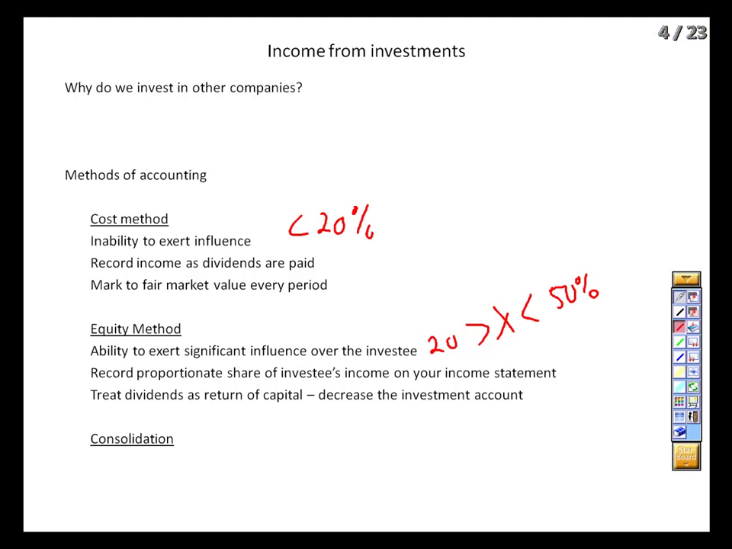It's important to remember, though, that this 20% guideline right here is just a proxy for the ability to exert influence. We could own 49% of a company and be able to exert no influence. When?